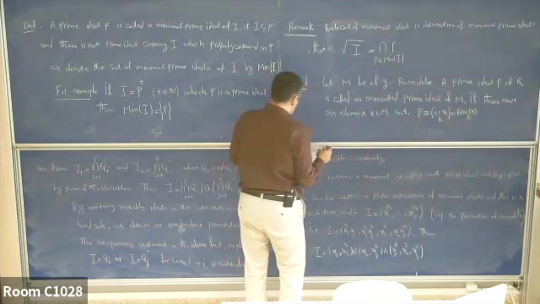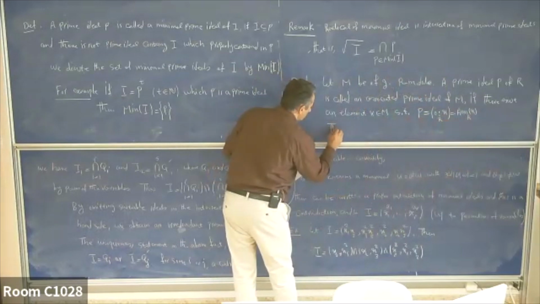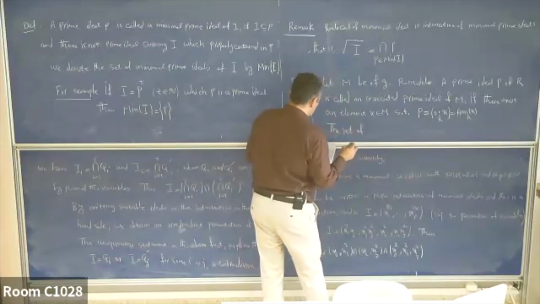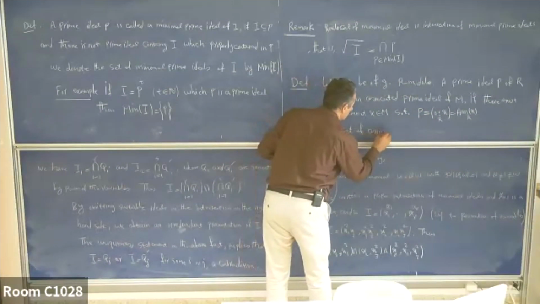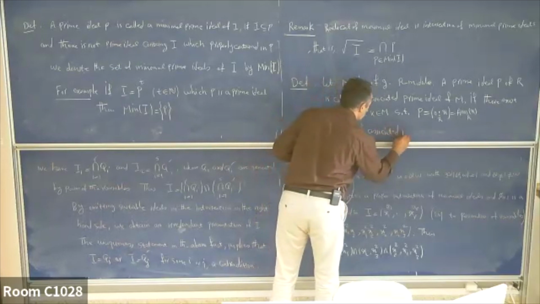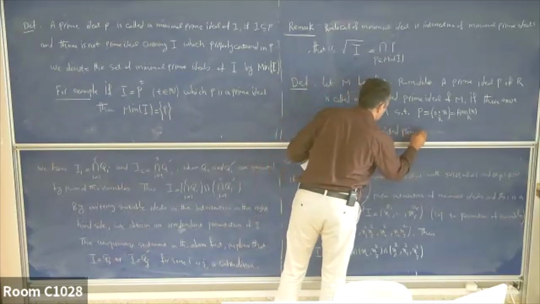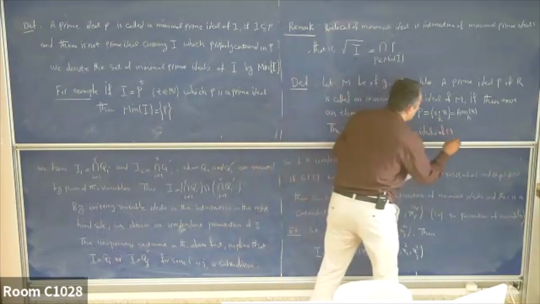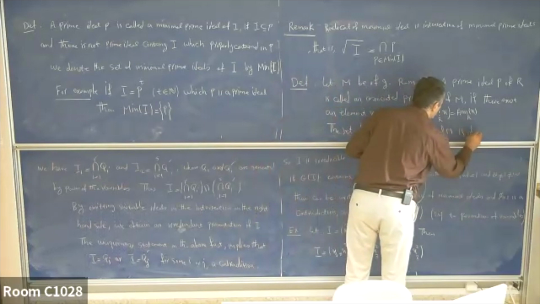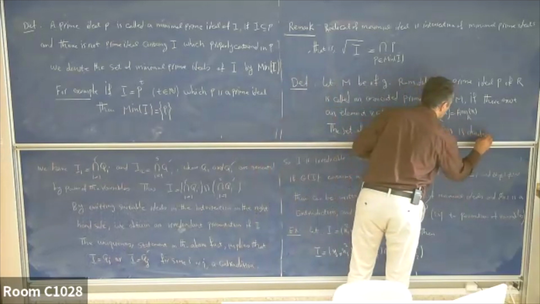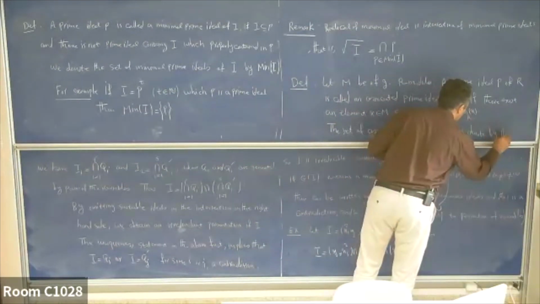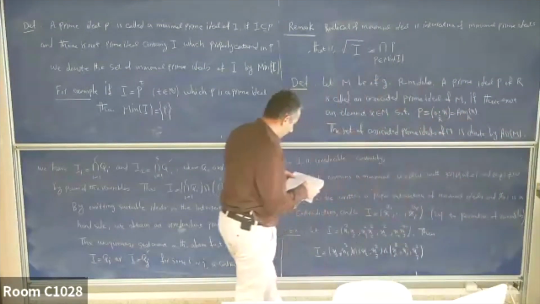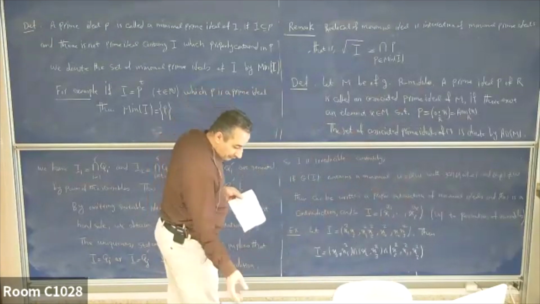So the set of associated prime ideals of M is denoted by Ass M.